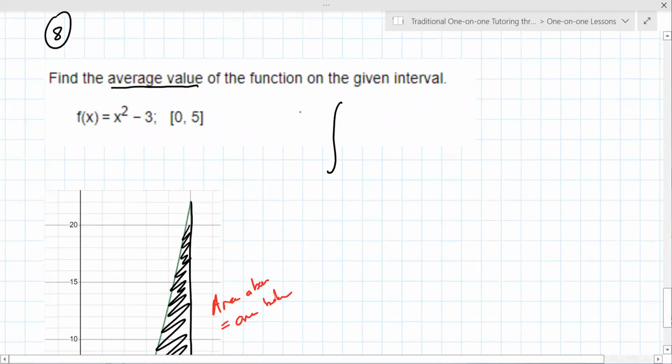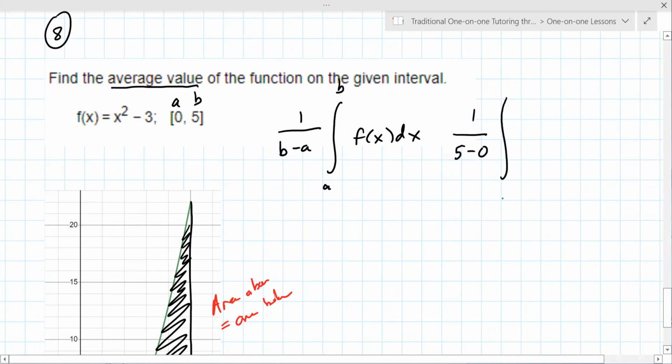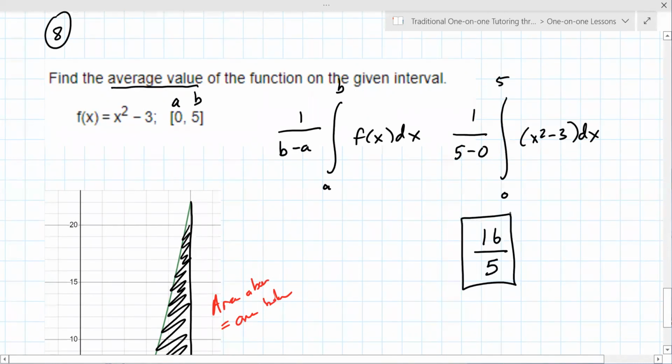Now, in terms of how you do this, the formula is 1 over b minus a, integral from a to b, of f of x dx. So your a and b are the interval. So it's 1 over 5 minus 0, from 0 to 5, and then your function x squared minus 3 dx. And then I just went to a calculator and got 16 over 5 as your final answer.